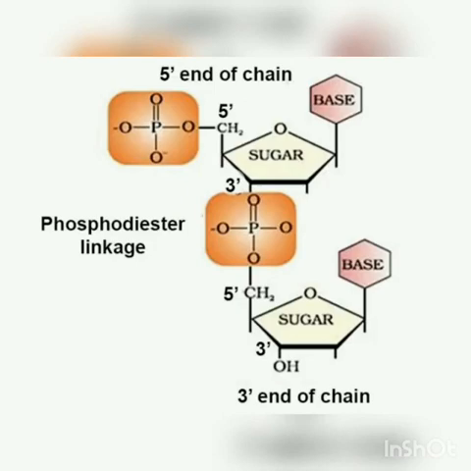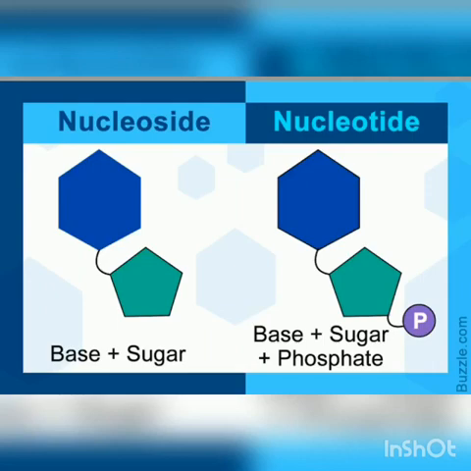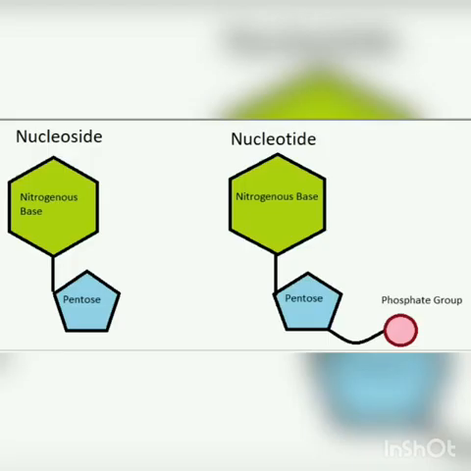So these are the 3 subunits of a nucleotide. So what is a nucleotide and a nucleoside? The nitrogenous base is chemically linked to one molecule of sugar, at the 1 carbon of the sugar, forming a nucleoside. When a phosphate group is attached to the 5 carbon of the same sugar, the nucleoside becomes a nucleotide.